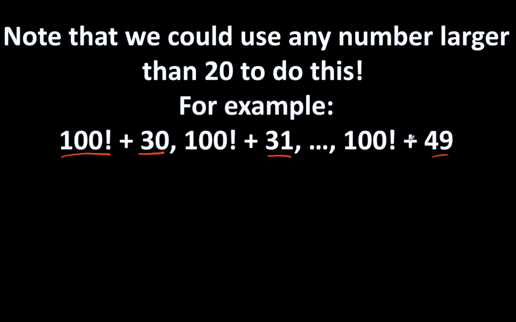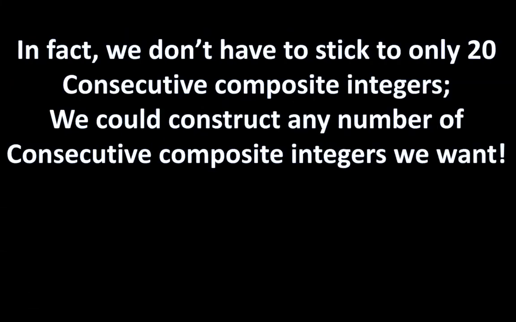So we could have used any very large number. You could use 101 factorial, that's fine, and it would still work. Now, we were talking about doing a list of 20. But the whole point, and this is the point of most math, is that you want the thing that works in general, not just the thing that works for the specific numbers in front of you. We could construct any number of consecutive composite integers we want.